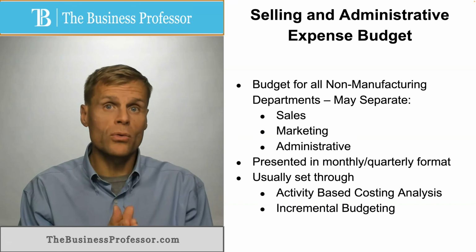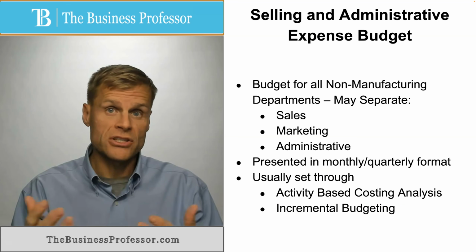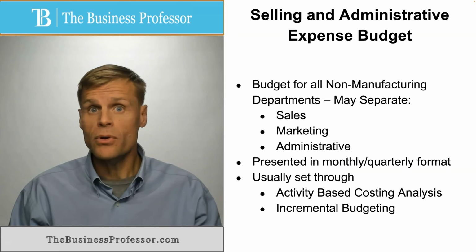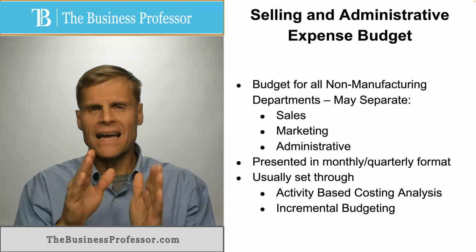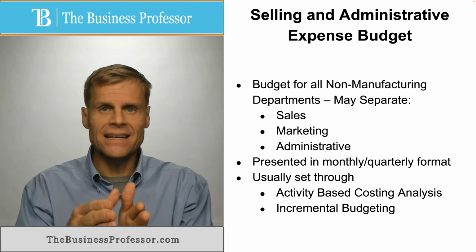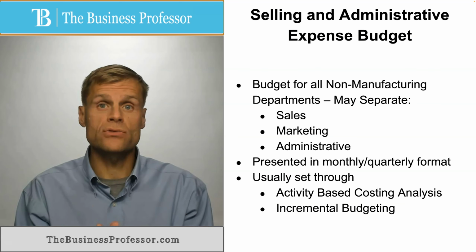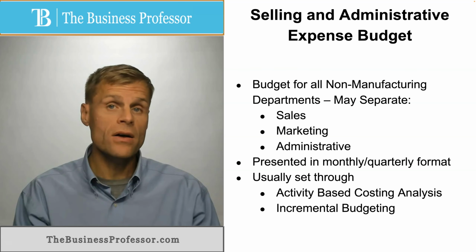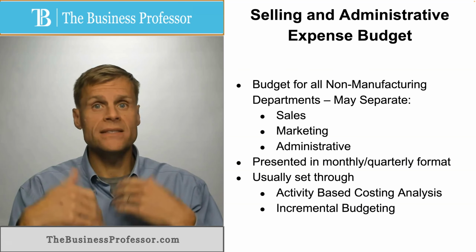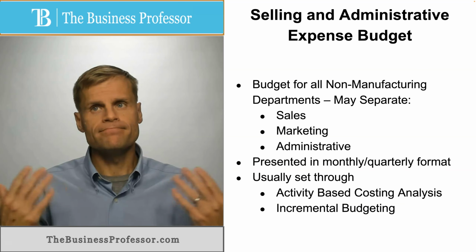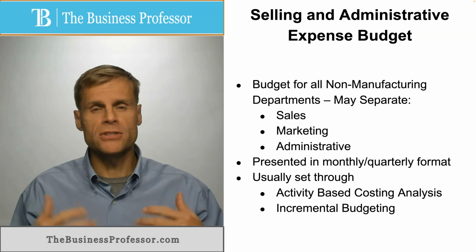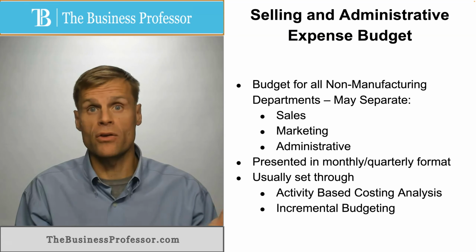You generally come up with the selling and administrative expense budget in one of two manners. You either use an activity-based costing approach, where you try to say, what are the activities that are going to go into this function? And if you can identify the activities, you can identify a commensurate cost associated with that. That cost information will give you the information you need to project future needs and to set a budget. This, like all activity-based costing tasks, is very difficult just by its very nature because you're dealing with overhead.